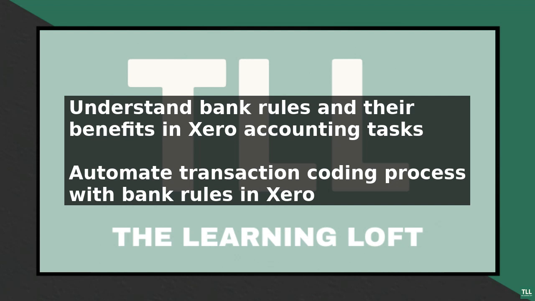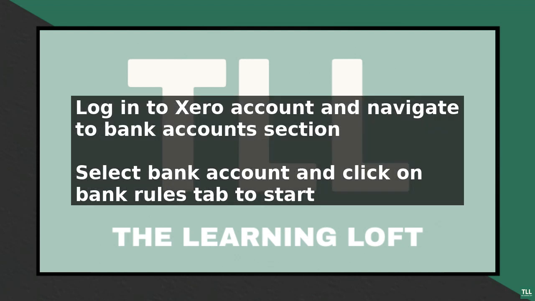To get started, log into your Xero account and navigate to the Bank Accounts section. From there, select the bank account you want to create a rule for and click on the Bank Rules tab. Click on the New Bank Rule button to create a new rule. You will be asked to specify the conditions for the rule, such as the transaction type, description, and amount.